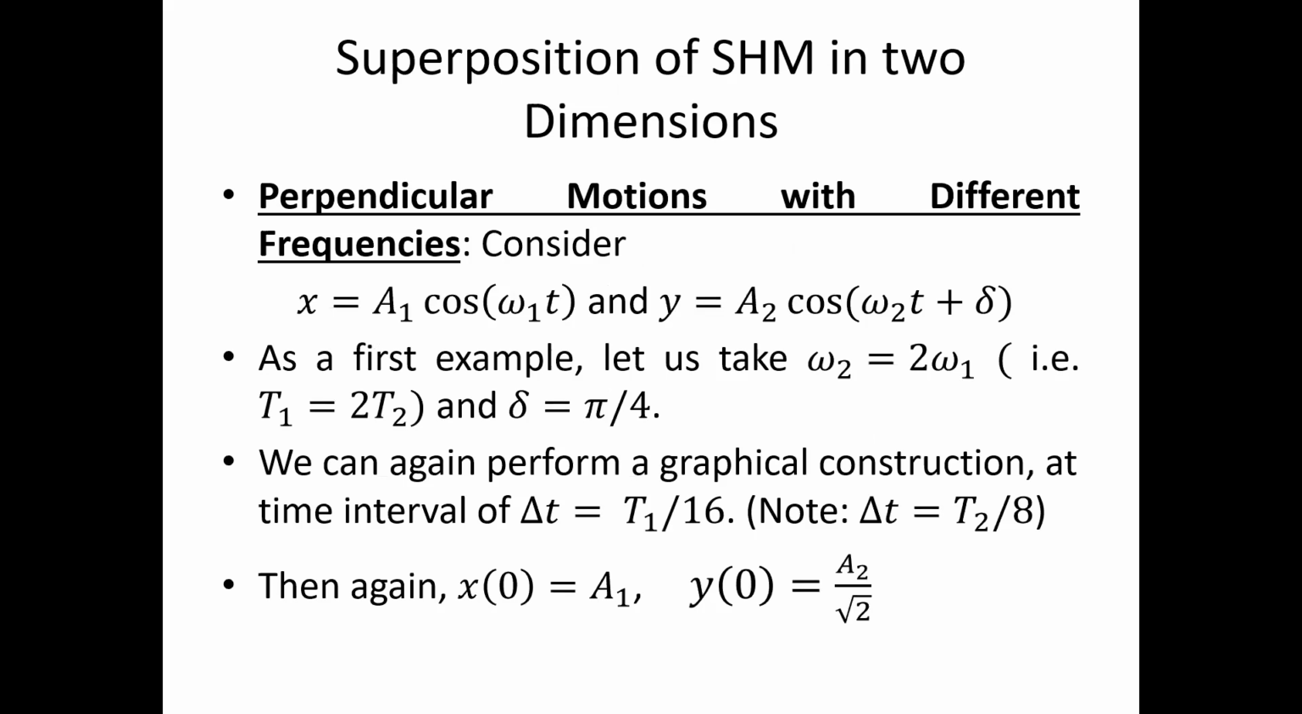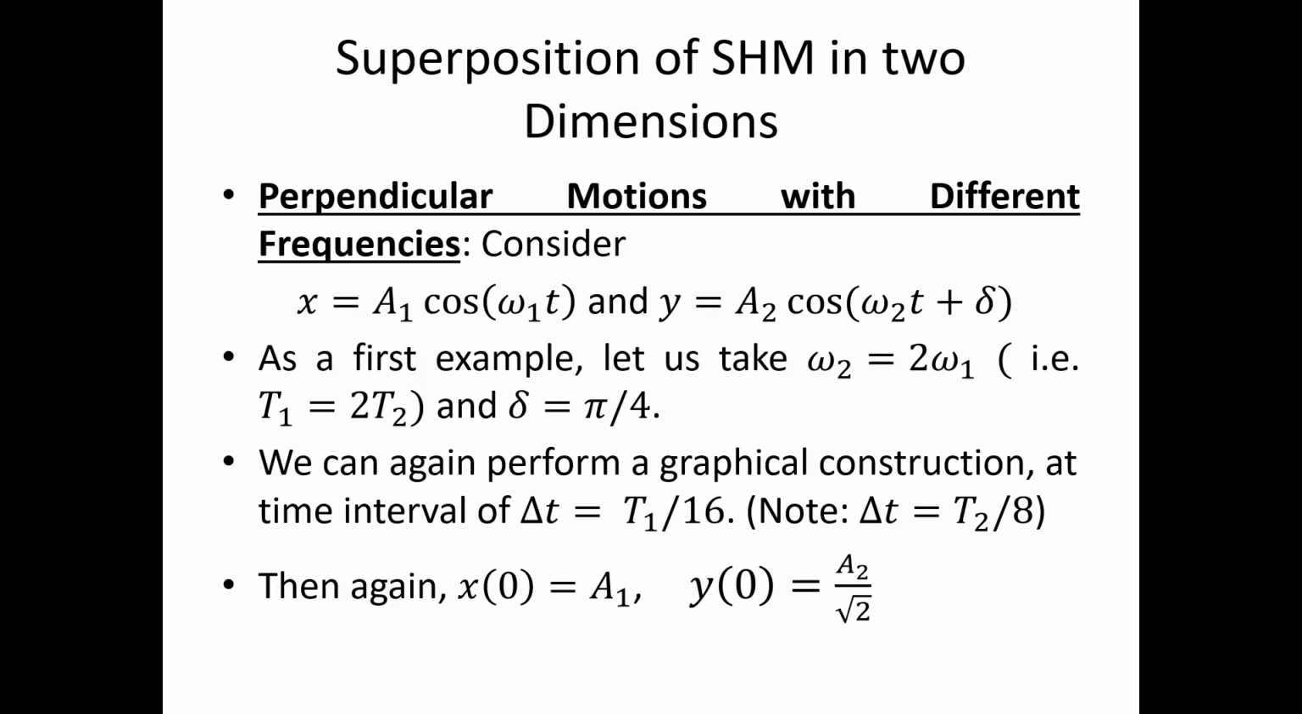Perpendicular motion with different frequencies. So far, we have been considering omega 1 equal to omega 2 equal to omega. But it's not necessary that these two frequencies must be the same. So we can have two different frequencies, omega 1 and omega 2, and the general positions of the particle are given by x equal to a1 cos of omega 1 t and y equal to a2 cos of omega 2 t plus delta, but in general, omega 1 is not equal to omega 2.